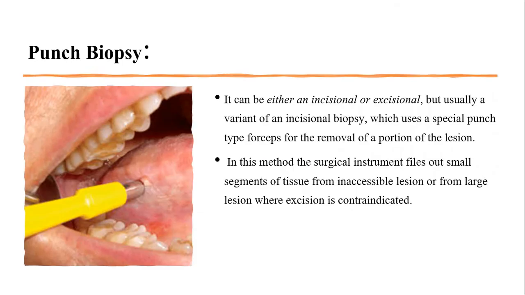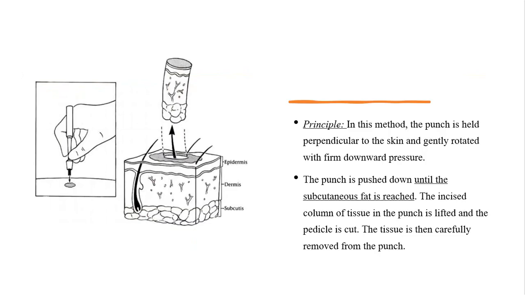Punch biopsy can be either an incisional biopsy or excisional biopsy, but is usually a variant of an incisional biopsy which uses a special punch type forceps for the removal of a portion of the lesion. In this method, the surgical instrument takes out small segments of tissue from inaccessible lesions or from large lesions where excision is contraindicated. The principle of punch biopsy.